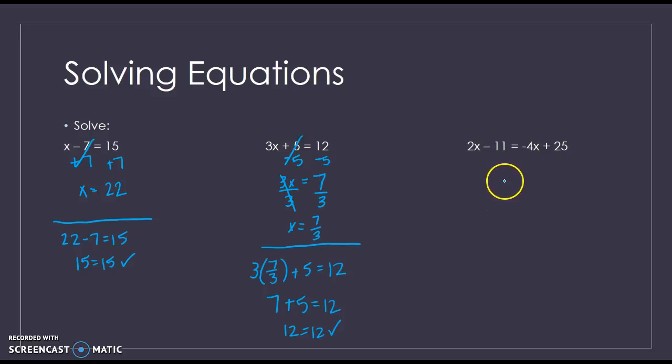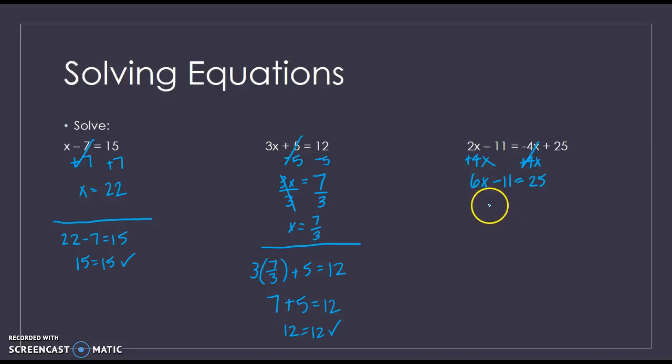Then we started solving equations where variables were on both sides. Now remember, you have different ways of solving these equations. You've got different orders that you can go in. Generally, I will move the variable to where I can prevent having negatives. So if I can move this negative 4x over here and keep everything positive, that's what I'm going to do. So I'm going to add the 4x to both sides. So I got 6x minus 11 equals 25.